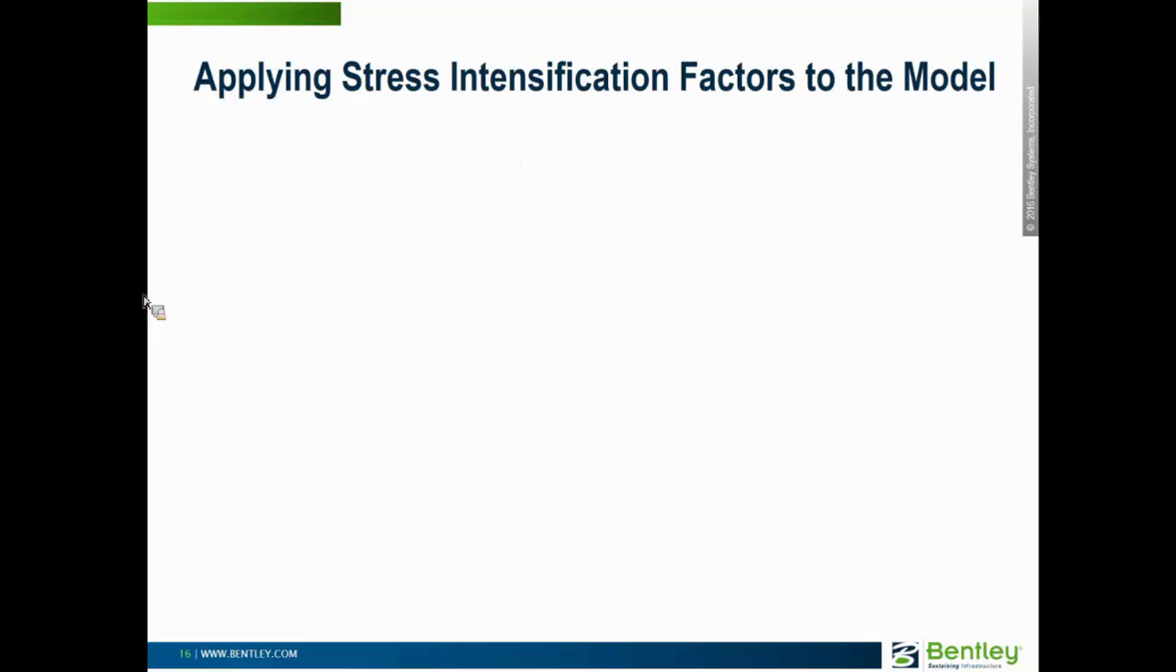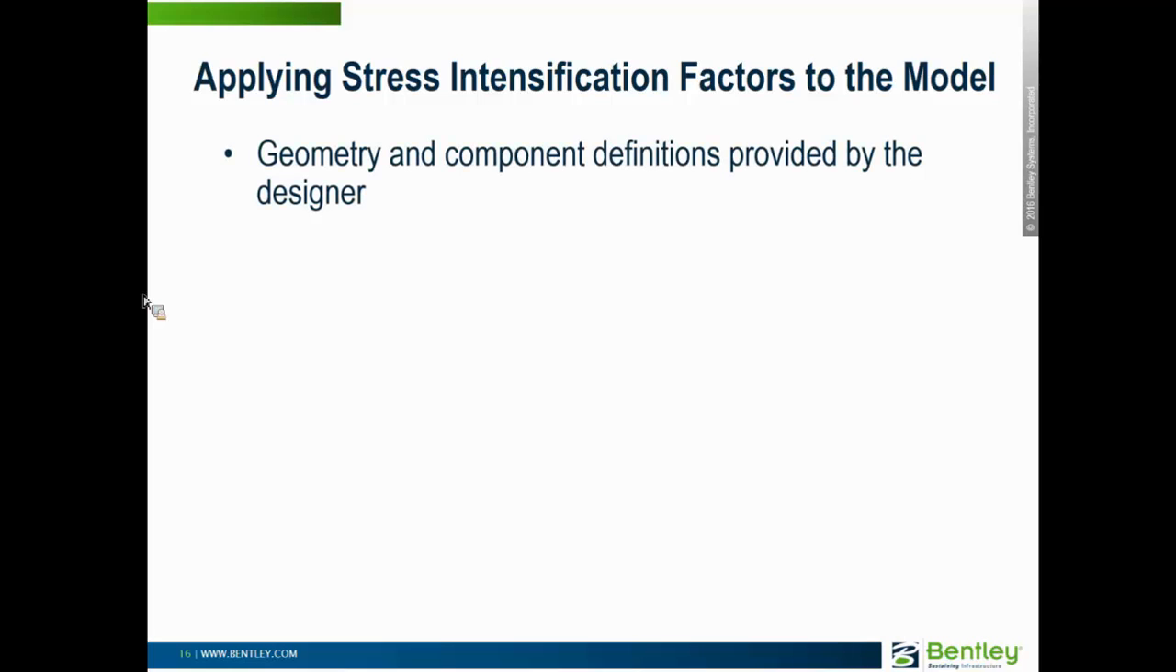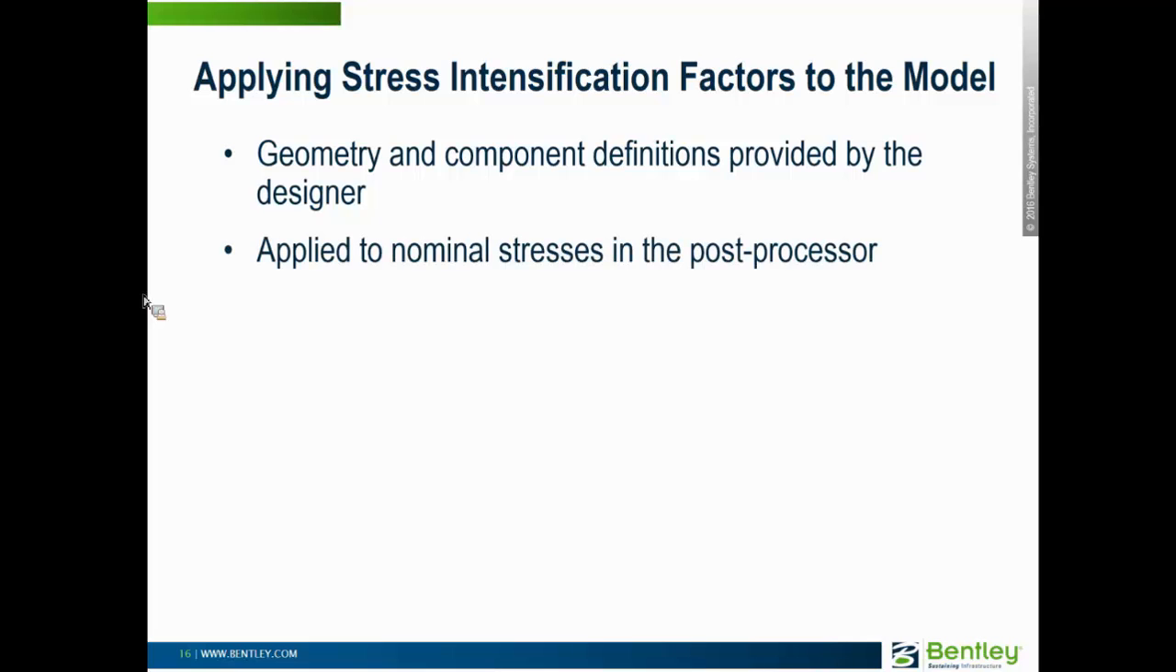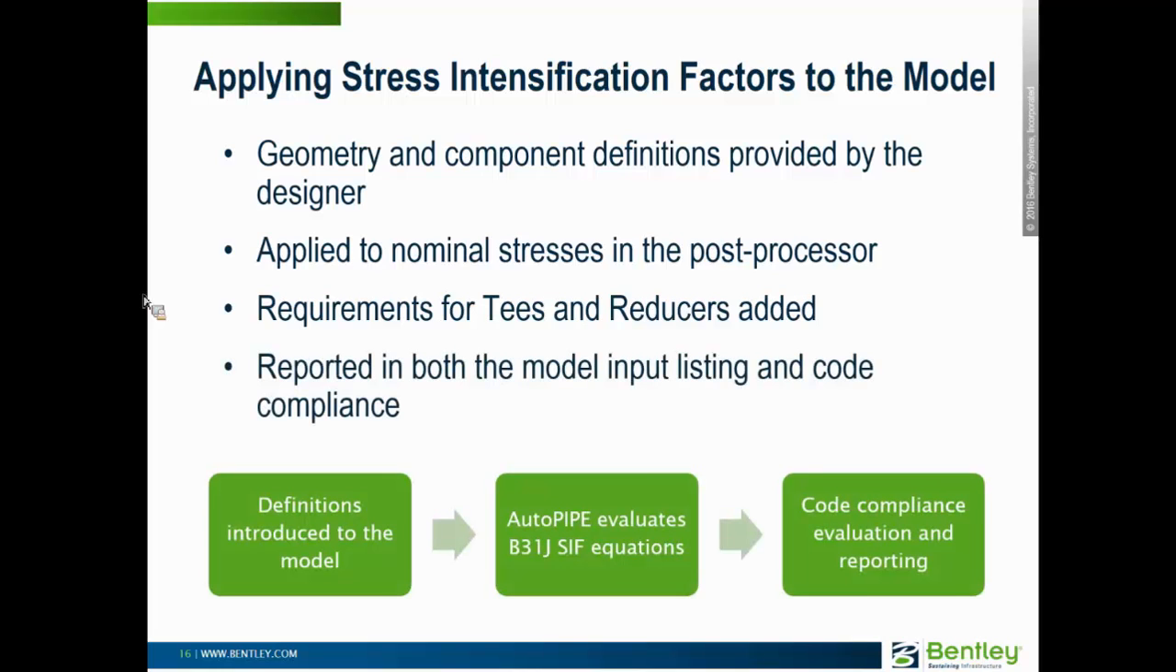So SIFs are applied to AutoPIPE B31J models in the same fashion that they are for non-B31J models, as I had mentioned previously. Definitions are provided in the preprocessor, and they are applied to the nominal stresses in the postprocessor. The requirements for T's and reducers, the inputs that are specific to B31J, are added as well. And these resultant SIF values that are calculated by B31J are reported in both the model input listing and the code compliance, as well as the input grid.